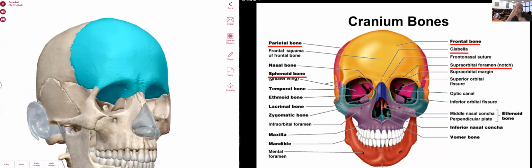If you touch your nose like this, and you kept moving up, you will feel an elevation just above your nose, between your eyebrows. This is called the glabella. This elevation just above your nose in your frontal bone, this is called the glabella.